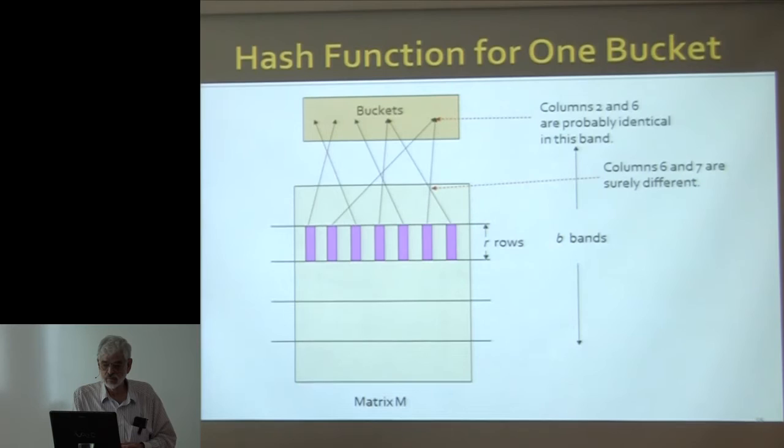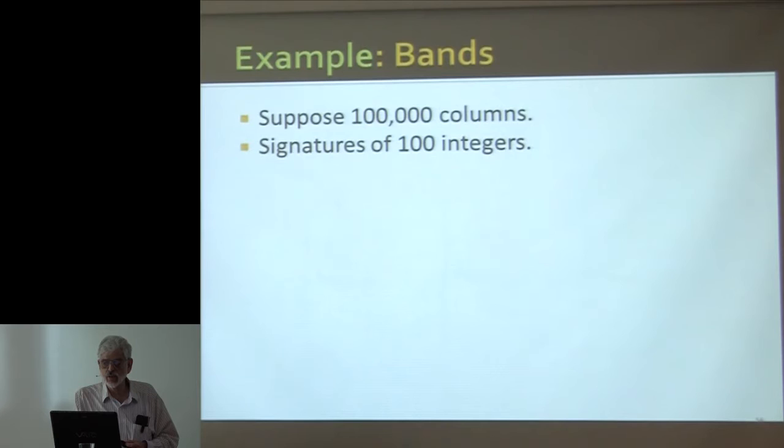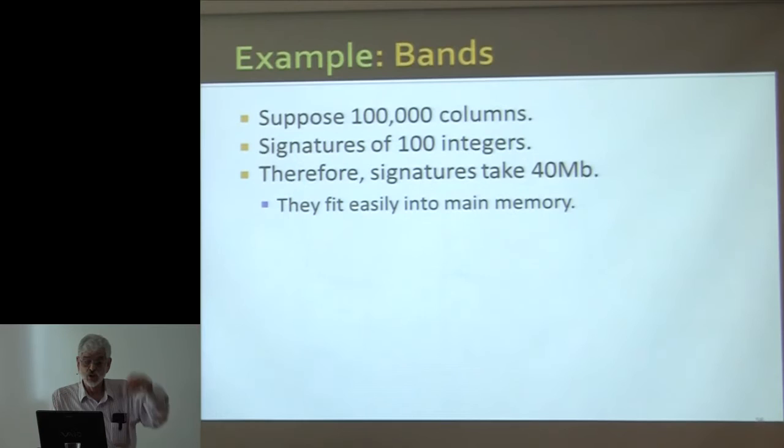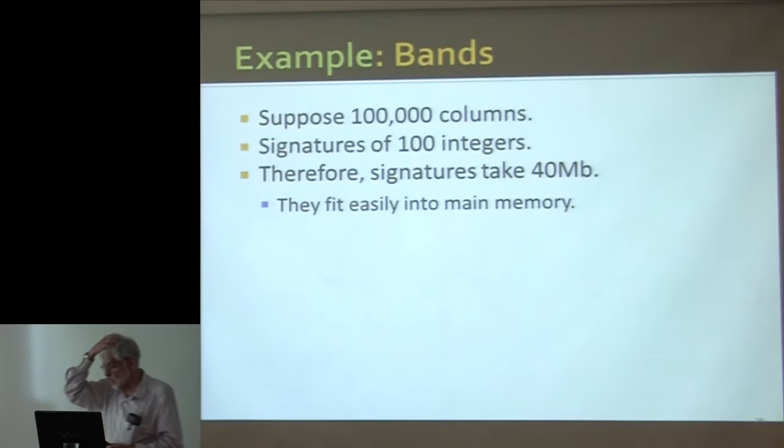Okay, so to be a little bit specific, I'm going to assume 100,000 columns. That's 100,000 different sets, and I'm using 100 min hash functions. So my signatures are length 100, and this is a very small data set. It's only 40 megabytes worth of data, so I can fit the signatures into main memory. I can hash them and compare them very efficiently.